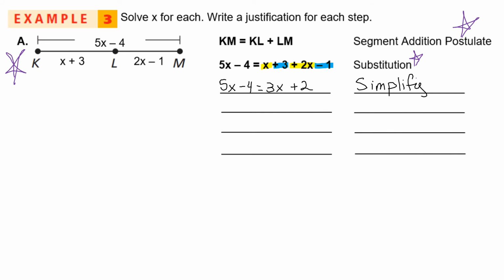We deal with our variables first. So which one's larger, the 5x or the 3x? 5x. So that means we're going to move that 3x. And we're going to subtract that 3x from both sides. So we have 2x minus 4 equals 2. And we subtracted. So again, our justification is subtraction.